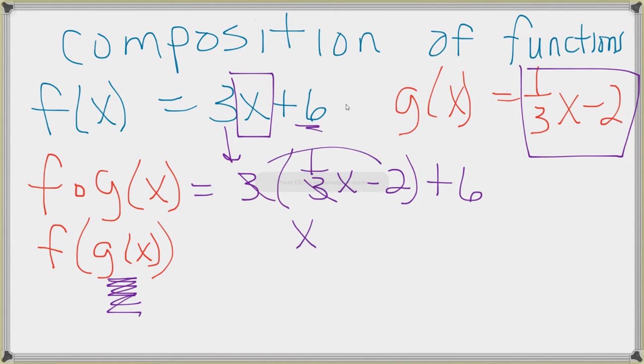Now distribute. 3 times 1/3 is 1, so we have 1x. 3 times negative 2 is negative 6, and then plus 6. Ooh, what happens with the negative 6 plus 6? It cancels out. What's left? Just the x. Now, this will not happen every time you compose two functions, but this is key to figuring out if they're inverses or not. If everything cancels out but the x, but it has to happen twice. If we plug g into f and f into g, and everything cancels but the x, then they're inverses.